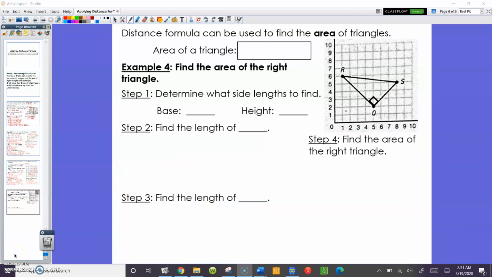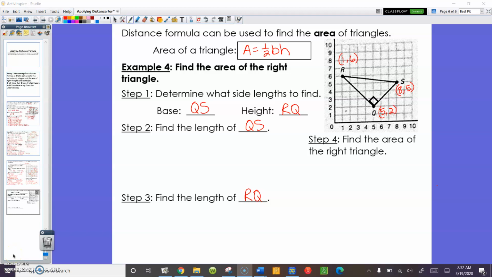Distance formula can be used to find the area of triangles. So the area of a triangle is area equals 1/2 base times height. So example 4, find the area of the right triangle. So let's first determine what side is the base and what side is the height. So we'll call QS the base and our height RQ. So we're first going to find QS, and then we'll find RQ. So let's go ahead and find our ordered pairs.